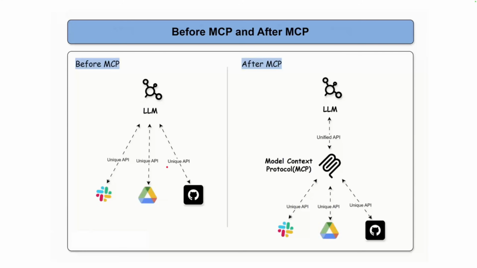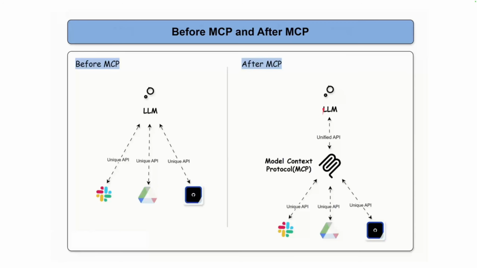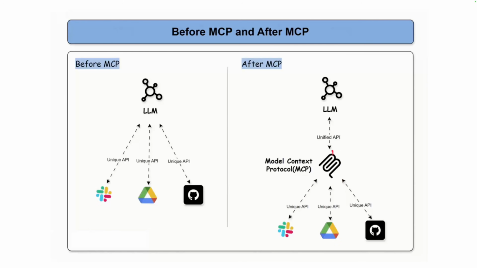Before MCP, in a large language model, if I wanted to connect to Slack or Google Drive or GitHub, I would have to connect to each one individually with a unique API. And as there are more and more applications, for every single large language model I would have to connect one by one. So you have what we call the N by N problem. Now with MCP, I have a large language model with a unified API, the Model Context Protocol, which allows me to connect to the applications. So I solve the N by M problem.